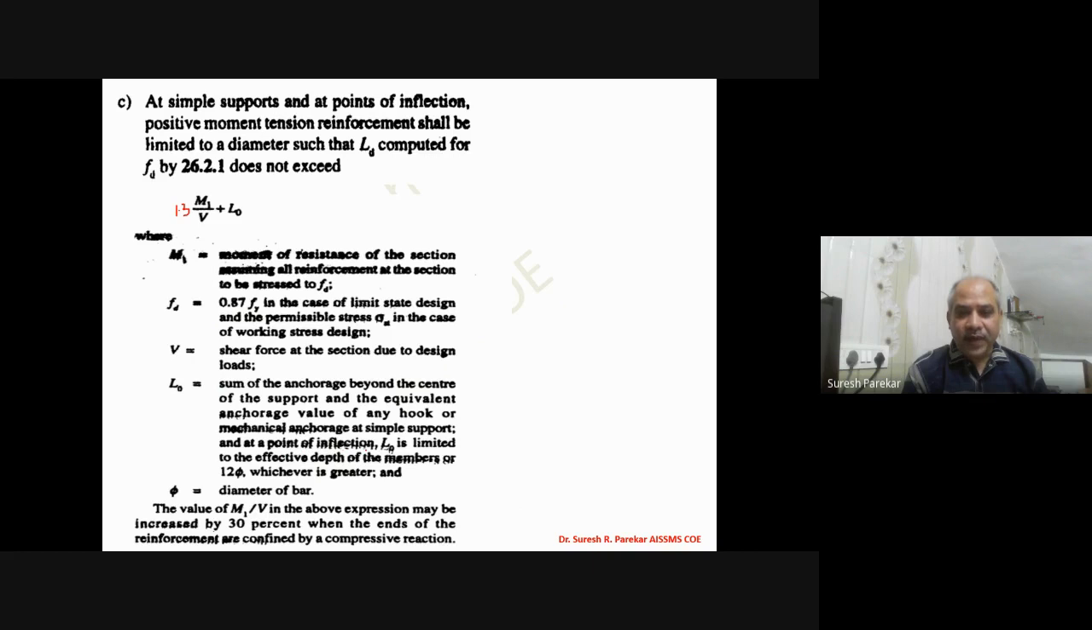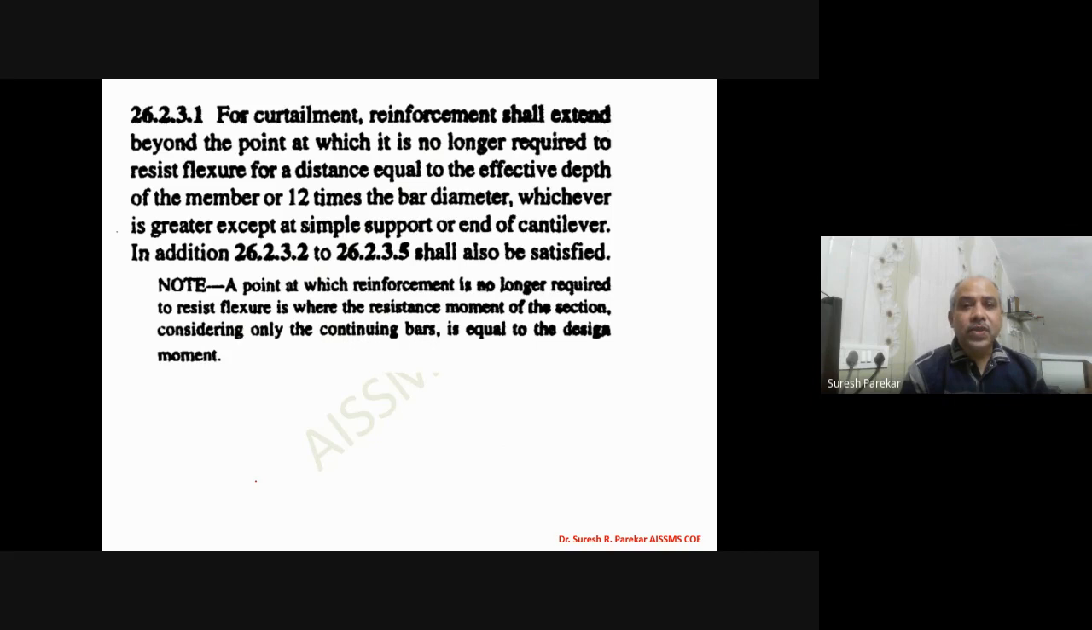And at a point of inflection, L naught is limited to the effective depth of the member or 12 phi, whichever is greater. For continuous members or for curtailment, we have to take the depth of the member or 12 phi, whichever is greater. So this is clearly mentioned here. For curtailment, reinforcement shall extend beyond the point at which it is no longer required by 12 times the bar diameter or the effective depth. We have just seen that, and we have to provide it.